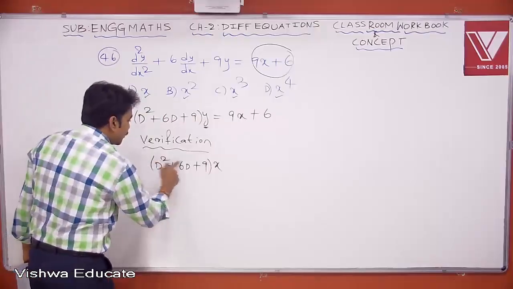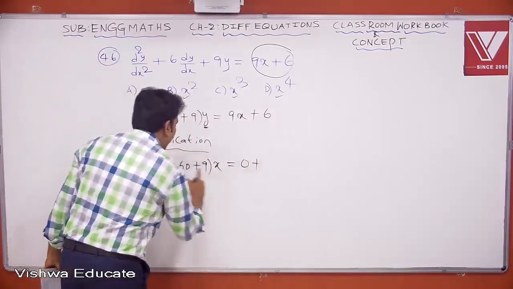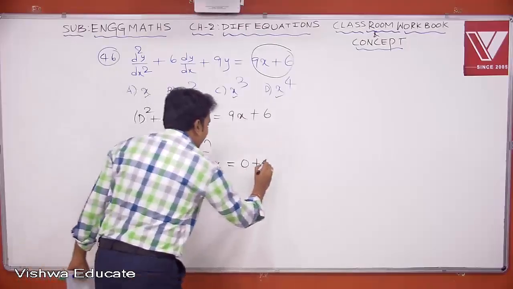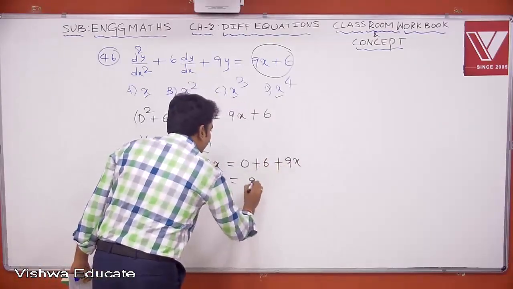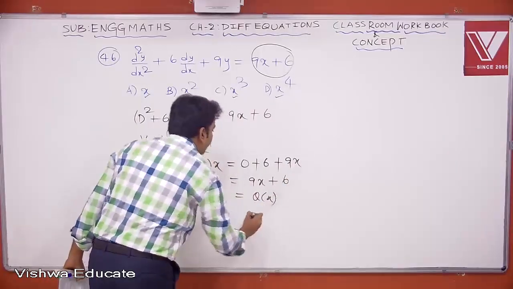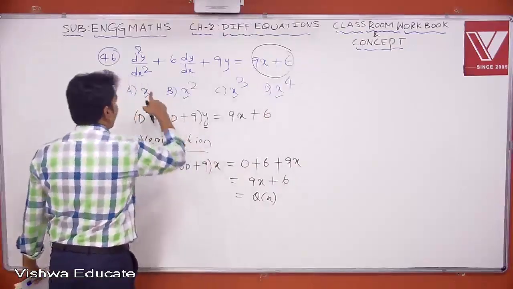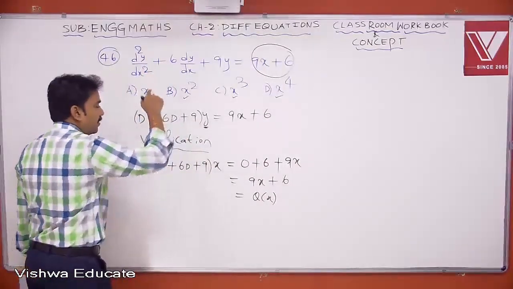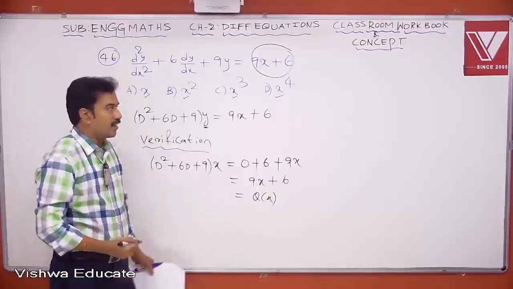Now let us see. D square of x is 0, 6 into derivative of x is 1, plus 9x. So therefore this is 9x plus 6 and this is nothing but Q of x. So this is Q of x. Therefore this is nothing but the particular integral of this particular equation. Simple verification. Or we can do directly like this.